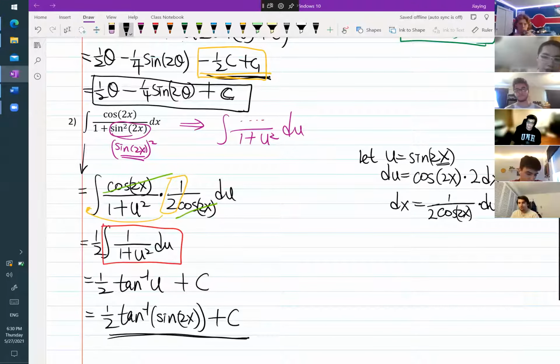All right, if you forget, this is on page 410. It's from the table with all the common integrals.